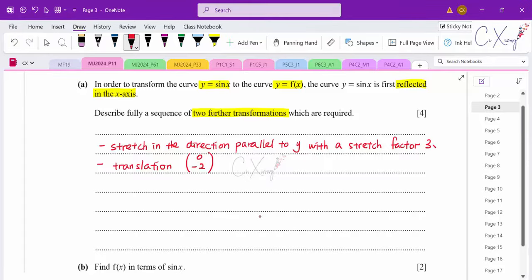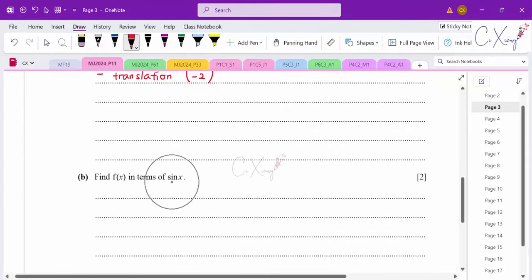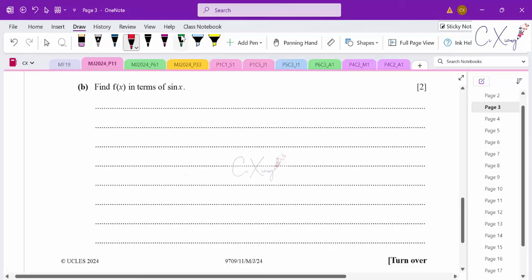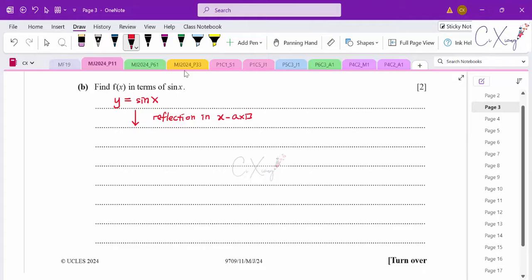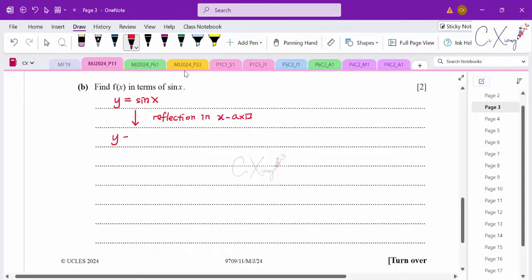Now they want us to find f(x) in terms of sine x. So how can we find f(x) in terms of sine x? Let's start with sine x first. The very first transformation is the reflection in the x-axis, meaning the x-axis is a mirror, so you reflect it upside down. Upside down means positive becomes negative and negative becomes positive, so you multiply a negative outside your basic function: negative sine x. So that's the first transformation.